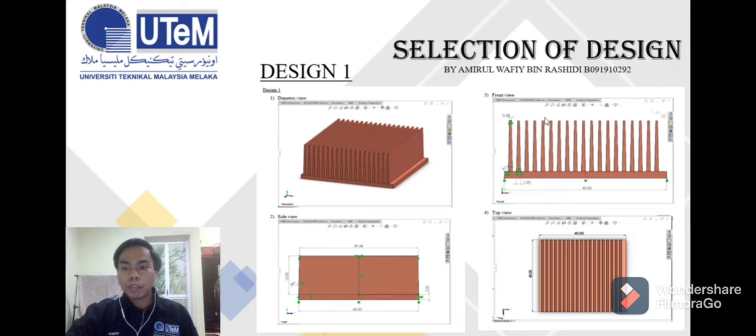Okay, for the front view, the fin surface is 40 mm and the thickness of the fin is 1 mm, and the distance from one fin to another fin is also 1 mm, and the thickness of the fin from the top is 0.48. Okay, for the top view, the area is 40 mm times 40 mm.